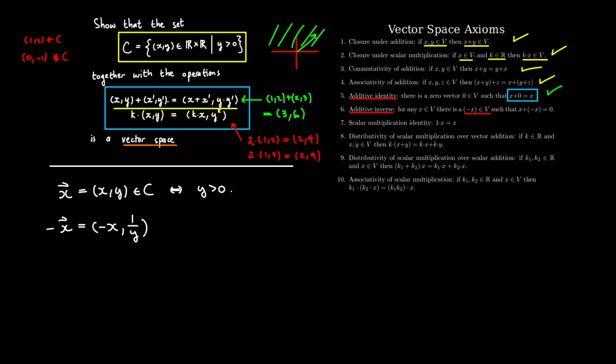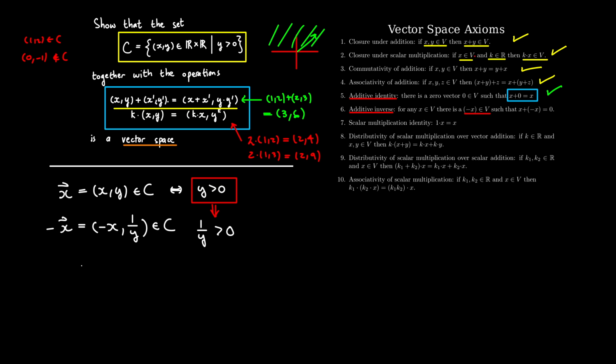And why is this in C? Why is this well defined? Again, because if we have that y is strictly positive, that will tell us that if I take 1 over y, it's also going to be strictly positive. Whatever positive number you take, no matter how small, if you invert it, you're going to get a positive number. So that this is a vector in our set C, an element of our set C, I should say.